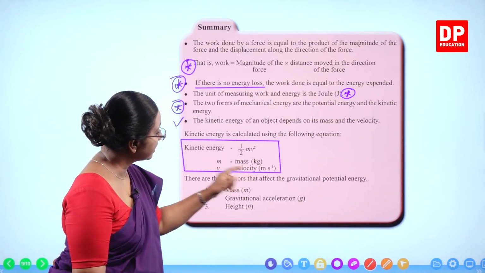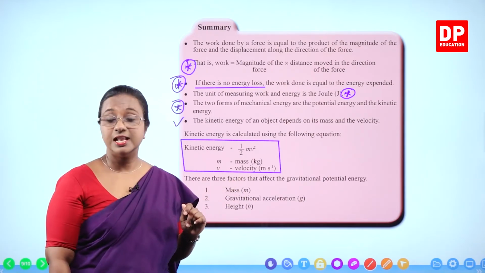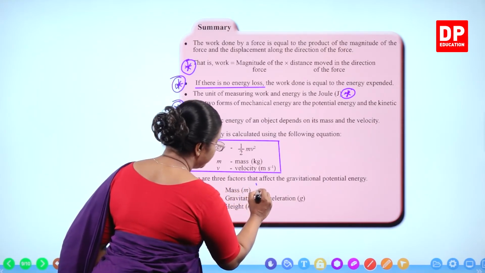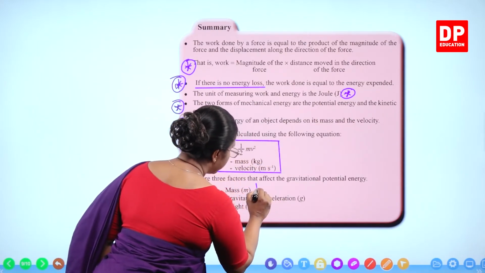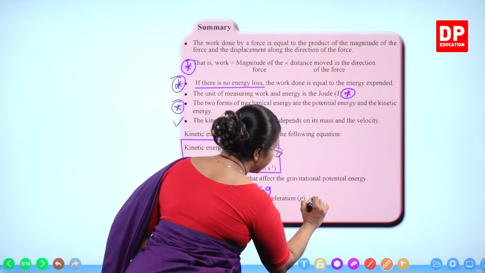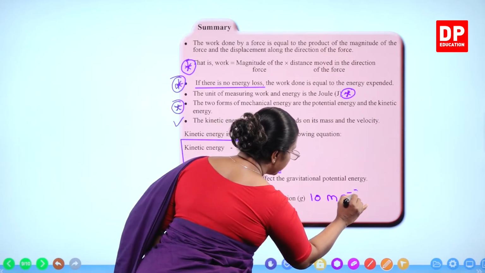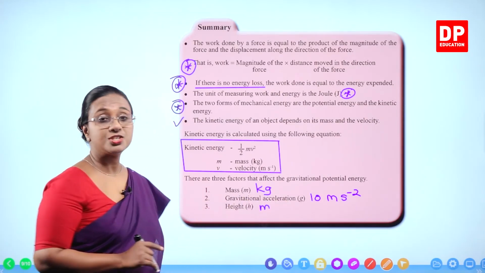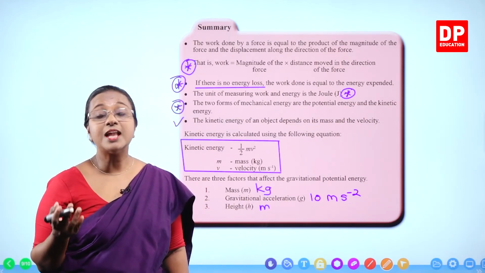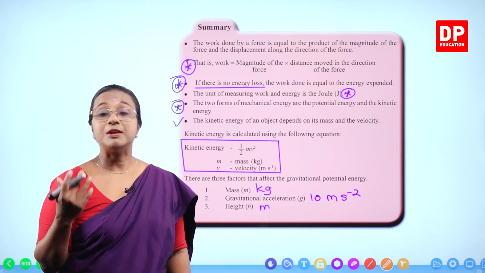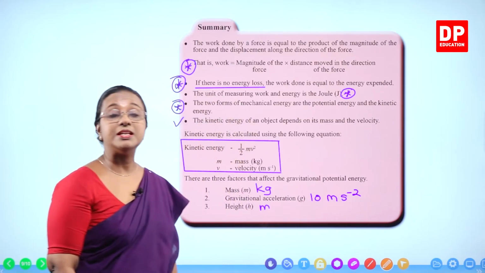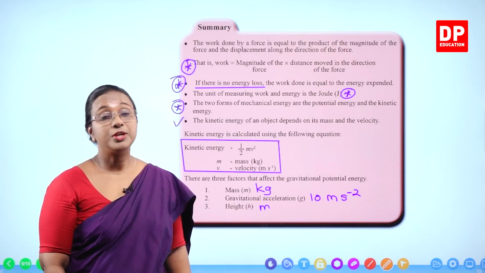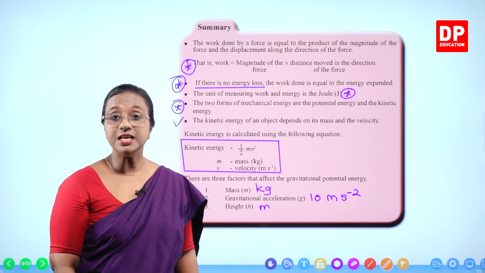There are three factors that affect the gravitational potential energy. What are they? Mass, m, that also should be in kilograms. Gravitational acceleration, 10 meters per second squared. And height, it should be in meters. You all know, students, gravitational acceleration, the exact value is 9.8 meters per second squared. But for calculations, we take it as 10 meters per second squared. So from that we build the equation. What is it? Potential energy is equal to mgh.